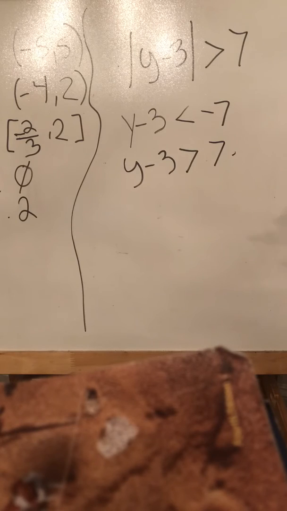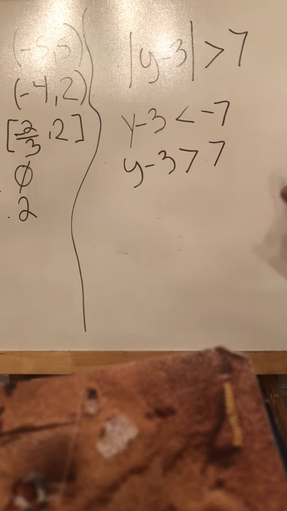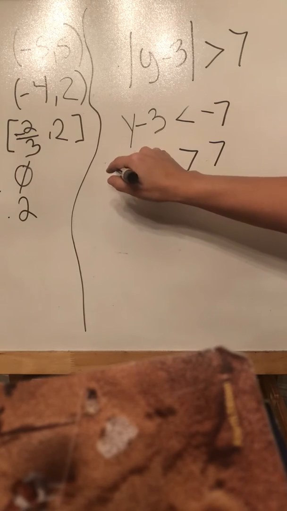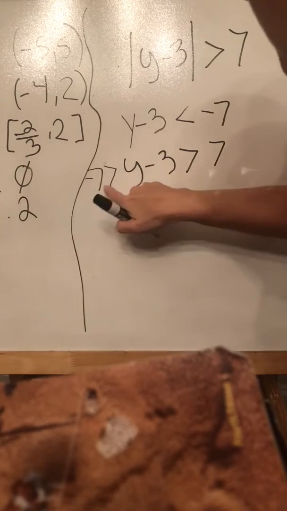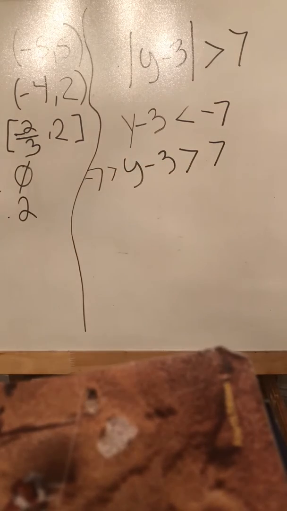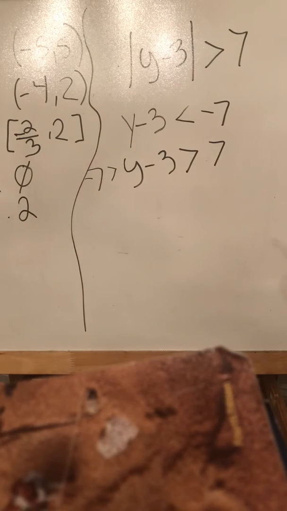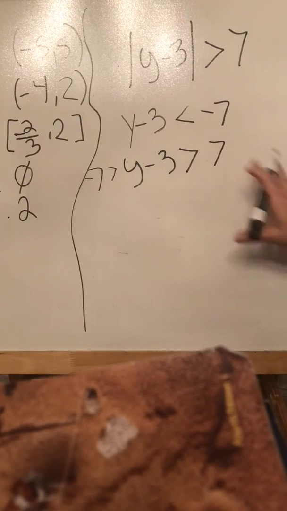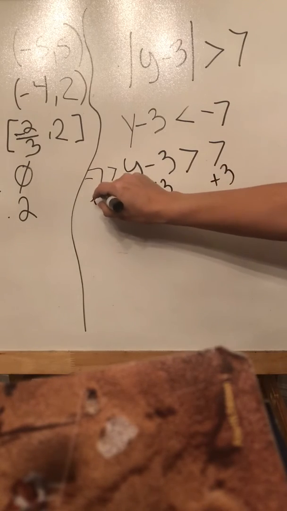Now we're going to solve. These are our 2 inequalities here. It could also be written like this, with a less than sign. So either way works. You can do it like this, or you can write both out. Now we're going to solve for each inequality by adding 3 to every side, because we want to get rid of this. So add 3 here, add 3 here, add 3 here.